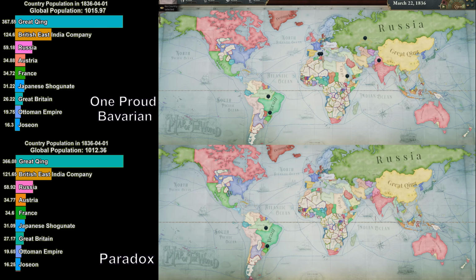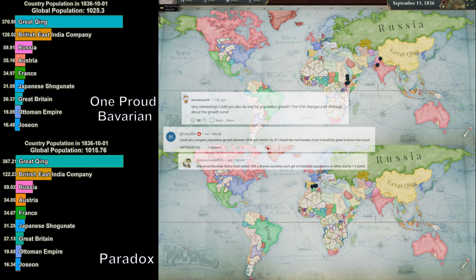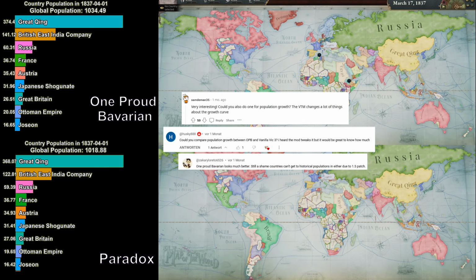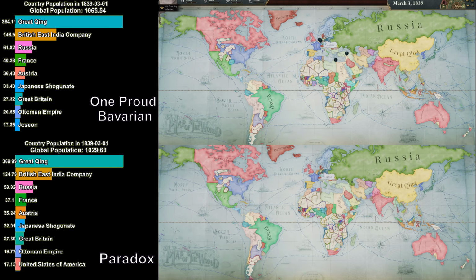Hello fellow data friends. Several people were interested in a comparison between VTM and vanilla to see the full effect of the changes to the population growth curve by One Proud Bavarian. I also did some improvements on my code so we can see the real-time global population above the chart. If you have any idea for a data time-lapse, feel free to share in the comments. I will see you to discuss the results in 1940.